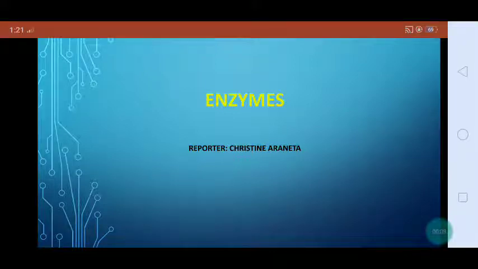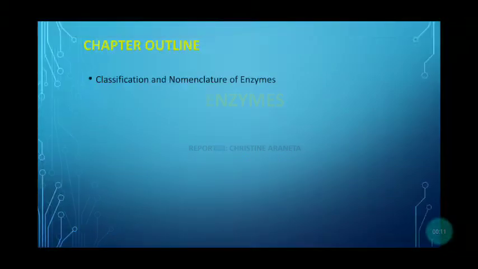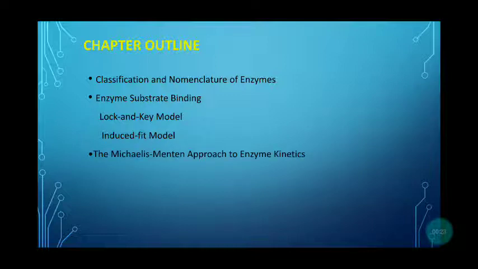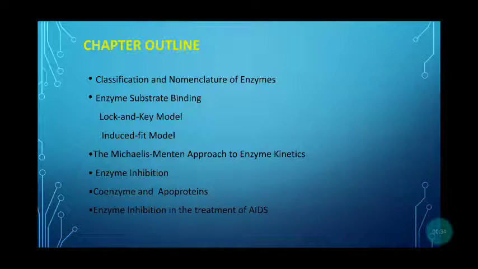This chapter includes the following topics. First, classification and nomenclature of enzymes. Second, enzyme substrate binding, which includes the lock and key model and induced fit model. The third one is the Michaelis-Menten approach to enzyme kinetics. Next, enzyme inhibition, coenzyme and apoproteins, and the last one is enzyme inhibition in the treatment of AIDS.